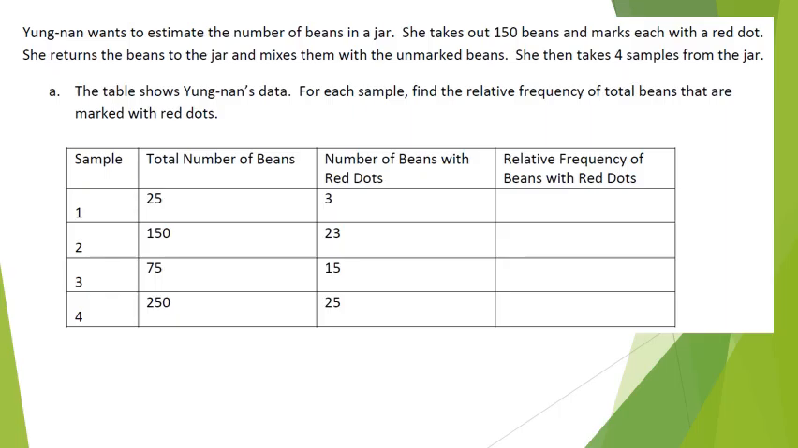Today in class, we talked about a method called capture, tag, and recapture. So this first problem is talking about one of those situations. Youngnan wants to estimate the number of beans in a jar. So that jar is representing our population. Kind of picture a jar full of beans. This is our population inside. We have no idea how many there are.